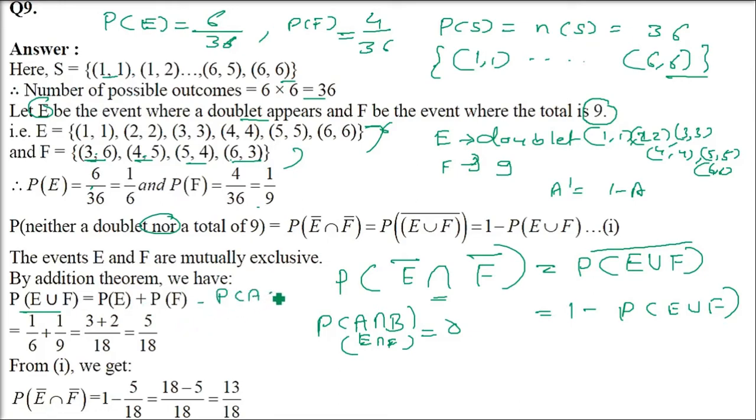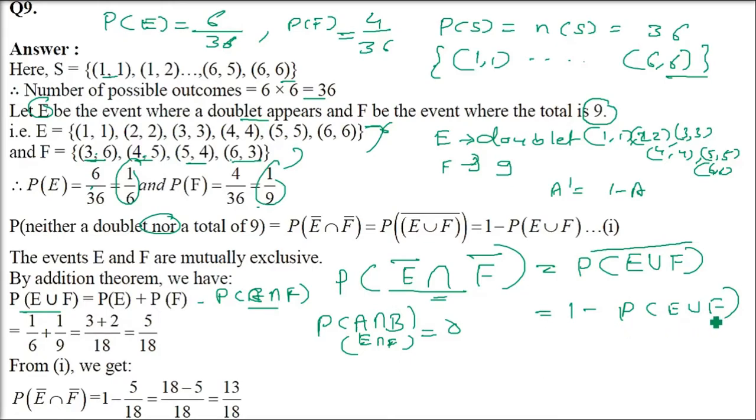So we get P(A). It would have been P(E intersection F) also, but the problem is P(E intersection F) is 0, because these are mutually exclusive, E and F, because there is nothing common in E and F. You can see here only.